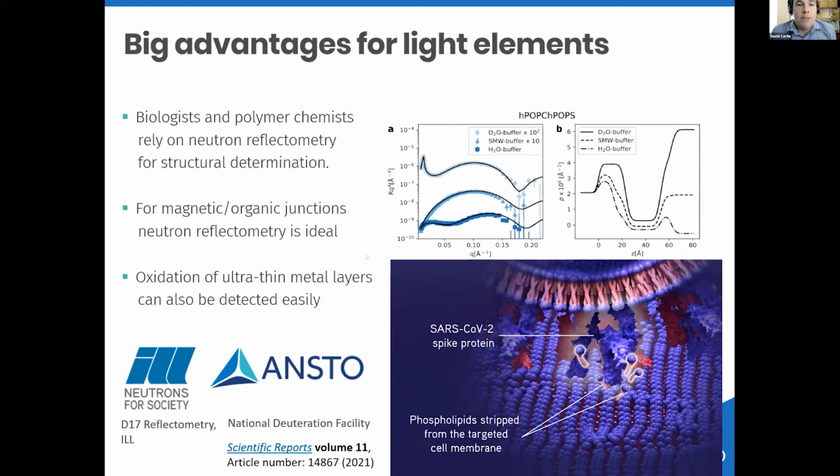But of course, for magnetic people, there are still advantages to being able to see light elements, particularly if we're looking at organic junctions. We had a brilliant talk about the fullerenes yesterday. And it's also generally true that these very thin metallic and magnetic layers tend to be vulnerable to oxidation, so we often want to be able to detect magnetic dead layers or oxide layers in these systems.